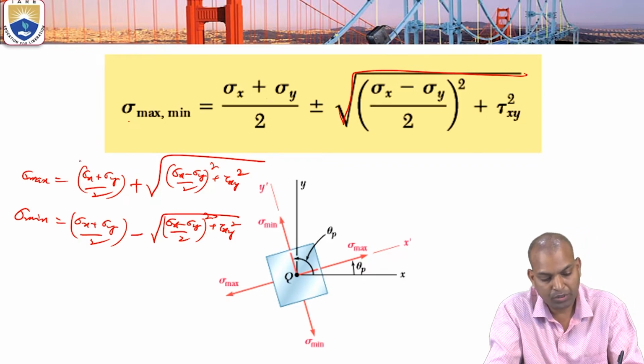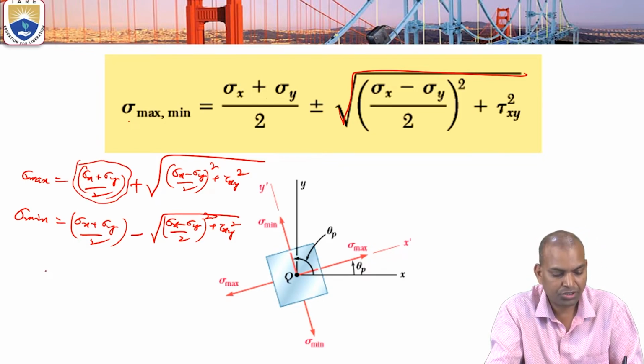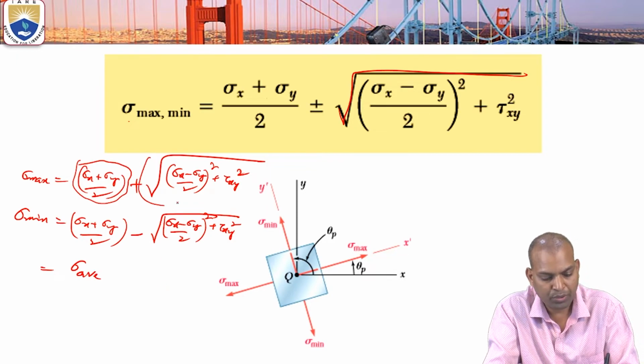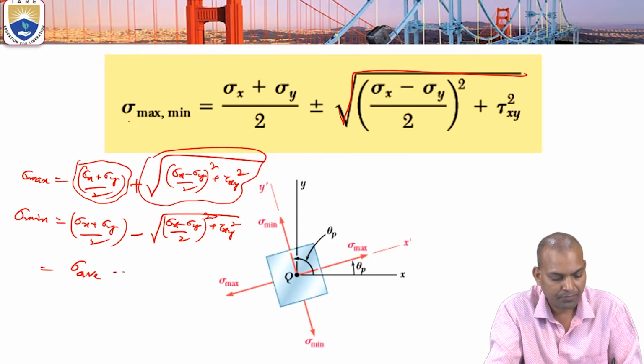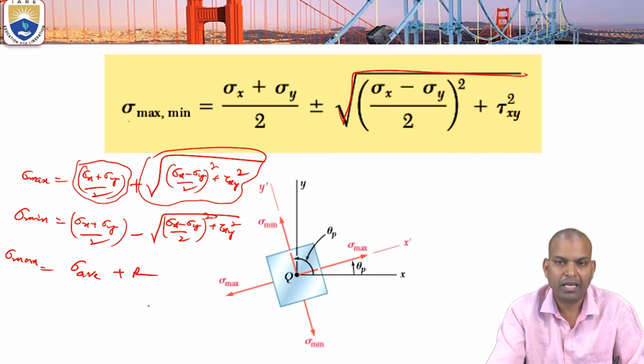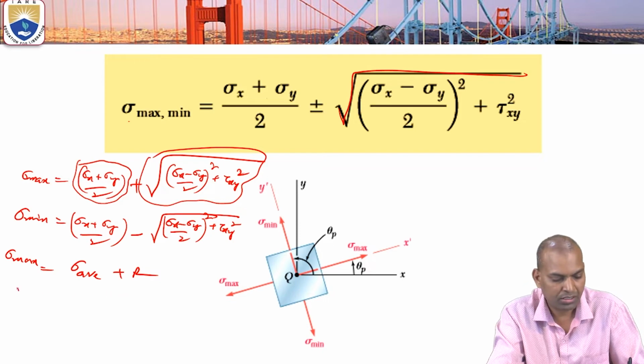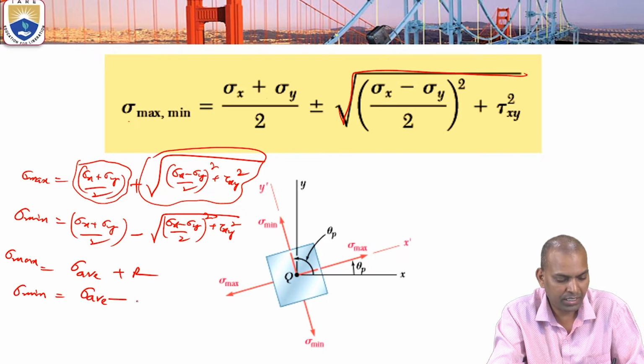Now here this component is known as the average stress, that is sigma average. Okay, and this component is the resultant R. That means sigma maximum equals sigma average plus the resultant stress R, and sigma minimum equals sigma average minus R.